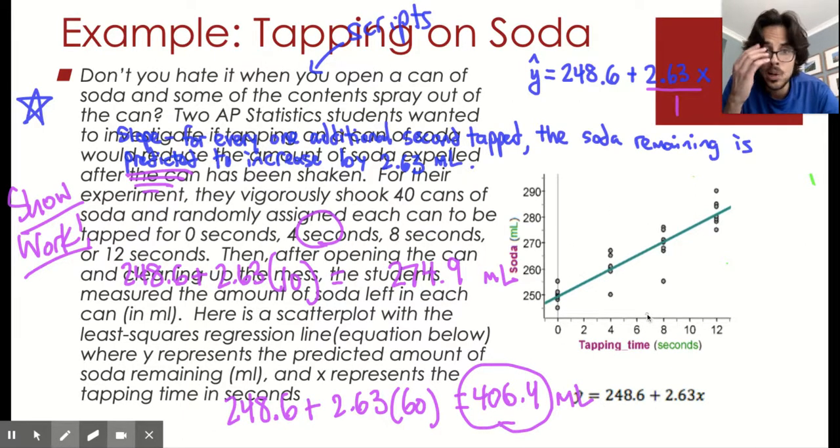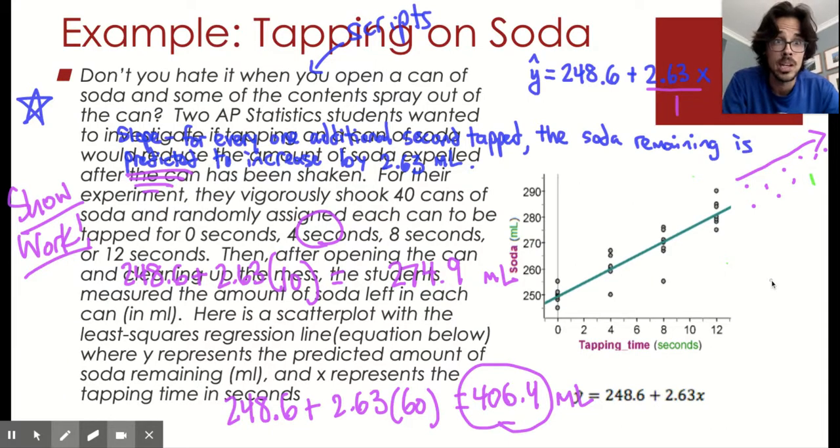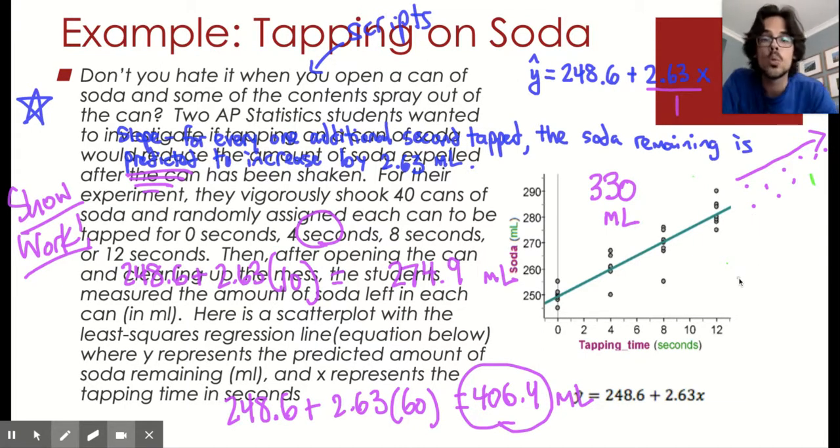So basically, I only tapped my cans of soda for as many as 12 seconds right here. We tapped it for 60 seconds, and we're assuming that this same pattern carries on all the way to 60 seconds. That's a big leap right there when we only tapped cans from 0 to 12 seconds. In fact, a can of soda only has about 330 milliliters in it in the first place. So this 400 clearly isn't accurate because you're not going to keep creating soda as you tap the can. This pattern doesn't go on forever, and eventually it will stop when you reach the maximum amount of soda possible.